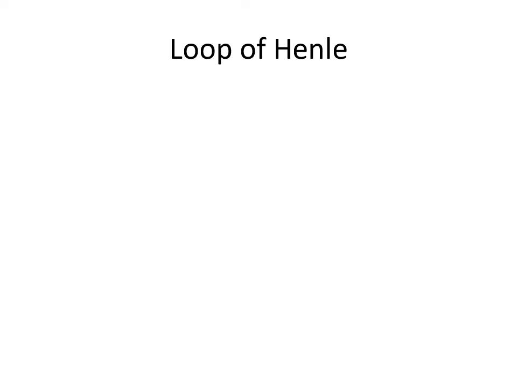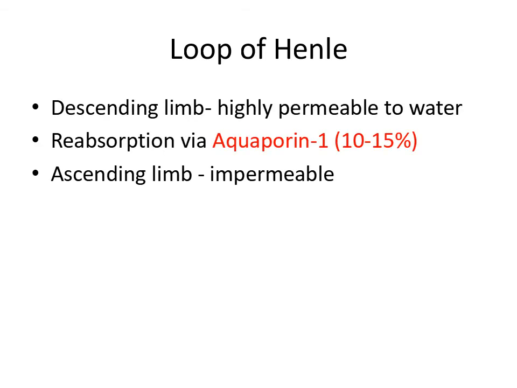Now coming to loop of Henle. The descending limb is highly permeable to water and the reabsorption occurs via aquaporin 1. So 10 to 15% of the reabsorption of water occurs in loop of Henle in the descending limb. But the ascending limb is impermeable to water.